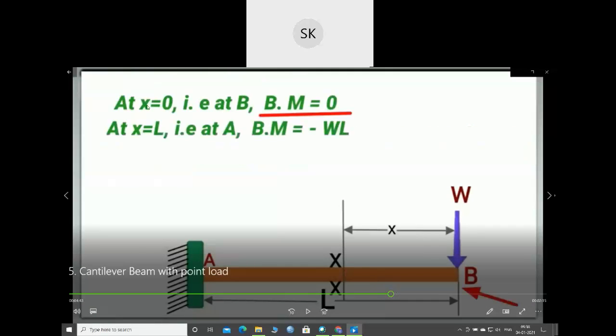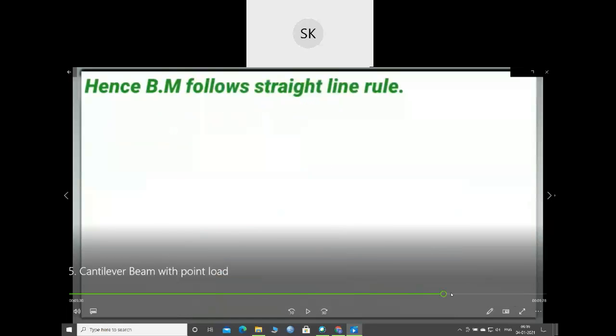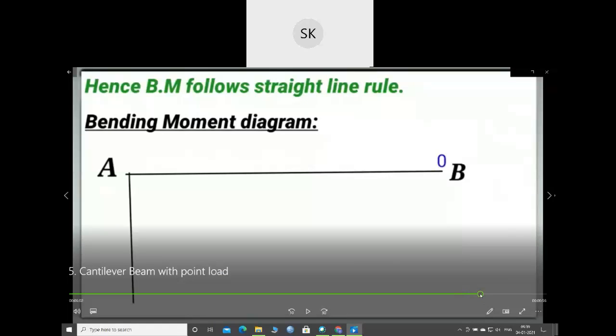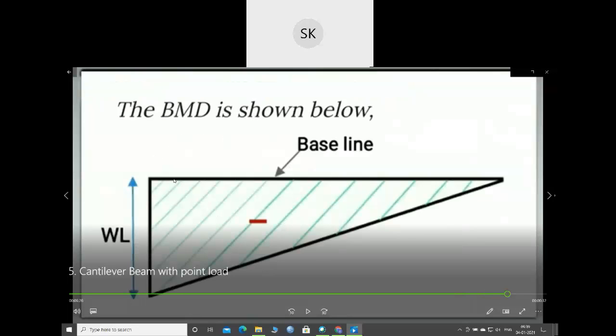So at x equal to 0, that is at B, your bending moment is 0, and at x equal to L, if you replace x with L, your bending moment will become W into L. So with these two values, you can draw your bending moment diagram. It will be like a triangle. This is downward because we got negative bending moment.